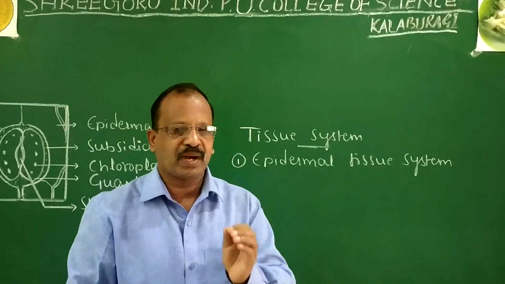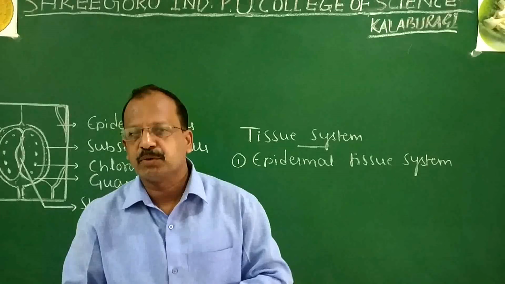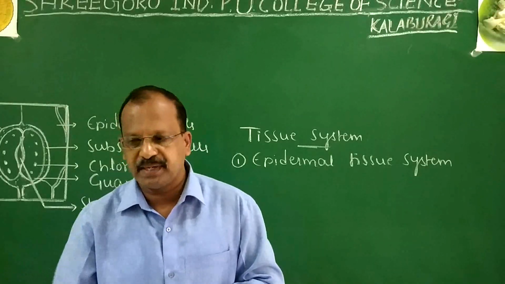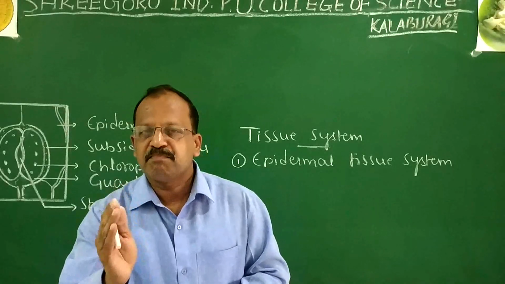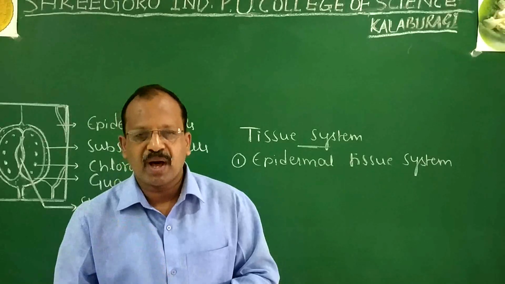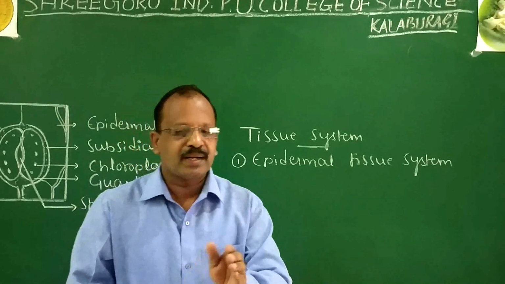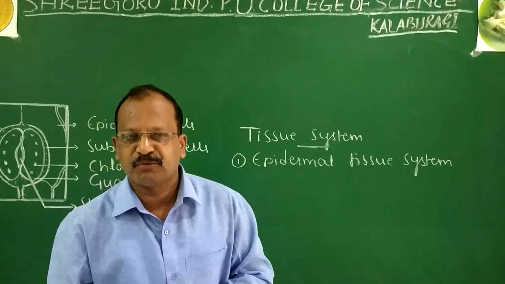Followed by meristem, we came across permanent tissue. Under permanent tissues, there are two main groups: one is simple permanent tissue, another is complex permanent tissue. Simple permanent tissues are of three types: parenchyma, collenchyma and sclerenchyma. Under complex permanent tissues, there are two types: xylem and phloem.